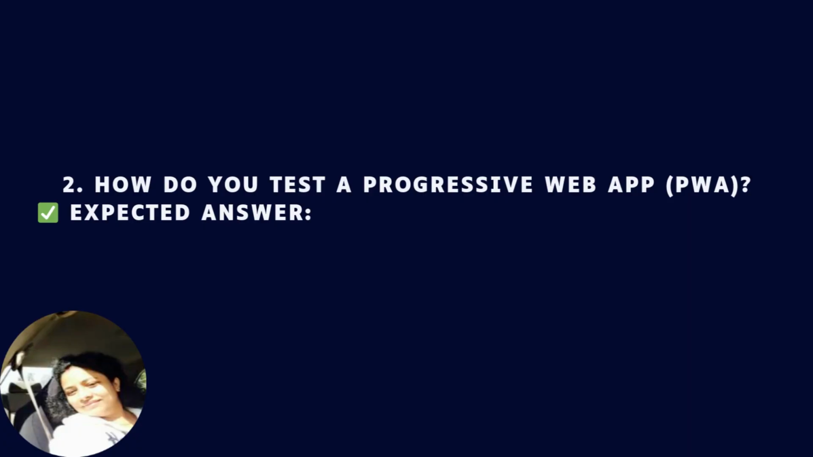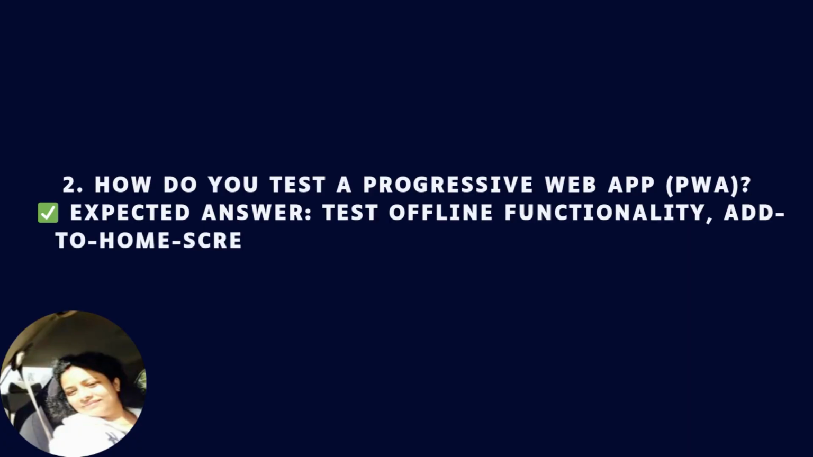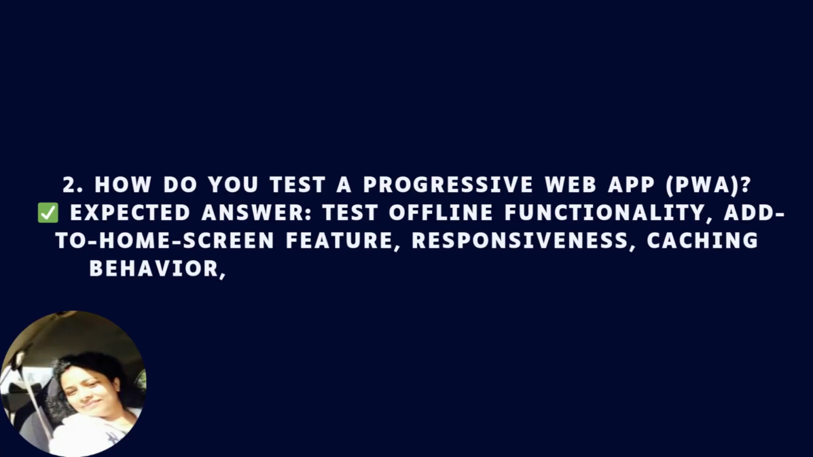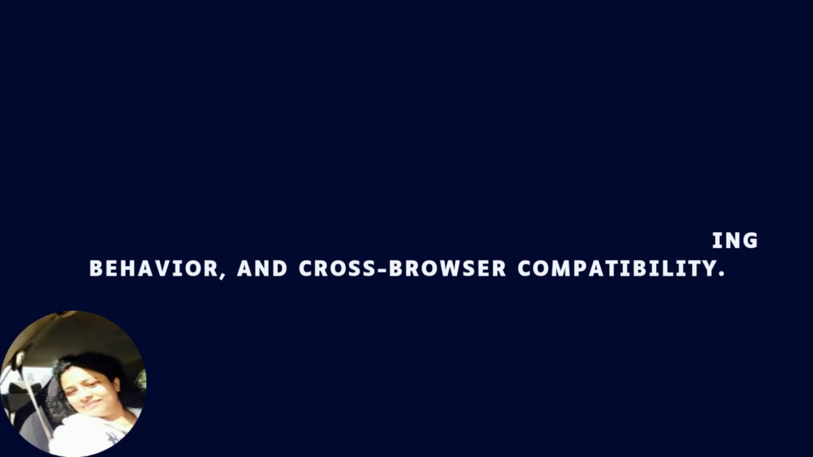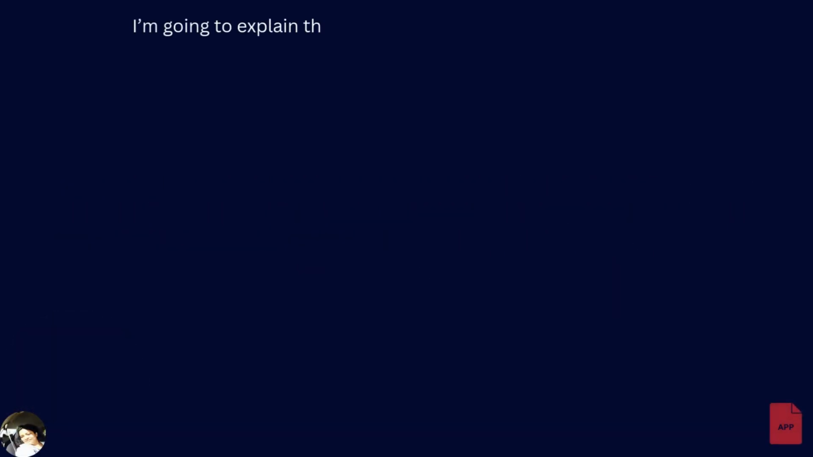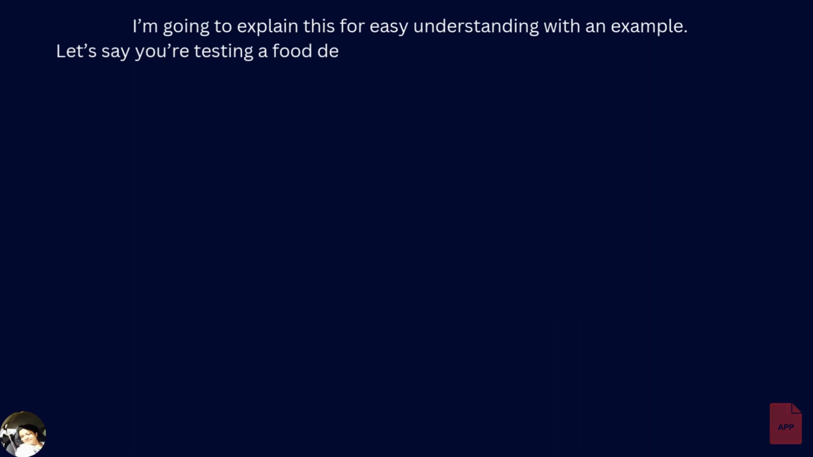Question 2. How do you test a progressive web app PWA? Expected answer is test offline functionality, add to home screen feature, responsiveness, caching behavior, and cross browser compatibility. I'm going to explain this for easy understanding with an example. Let's say you are testing a food delivery PWA like Swiggy or Zomato. Here is how you might approach it.